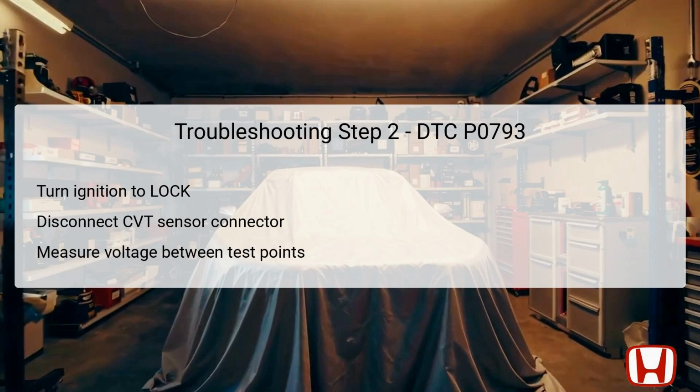After the connector is disconnected, turn the ignition switch back to the on position to prepare for voltage measurements. Using a multimeter, measure the voltage between the specified test points: the CVT drive pulley speed sensor, terminal number 1, red, blue, and body ground. Verify if there is a voltage reading around 5 volts. This step will determine if the system is functioning properly or if further diagnosis is required.